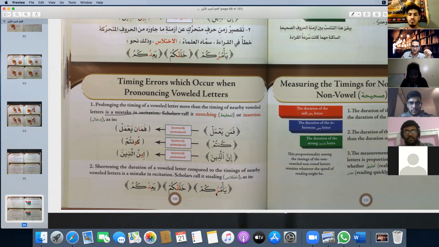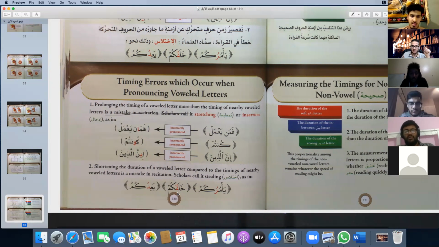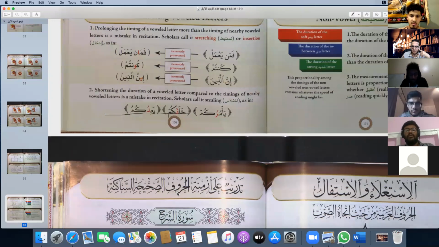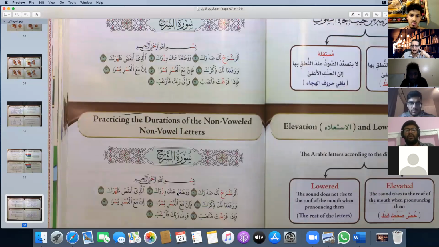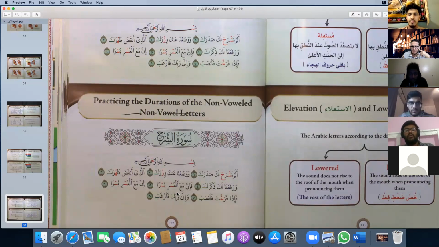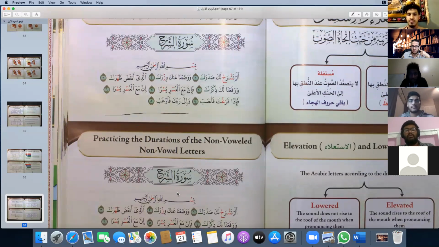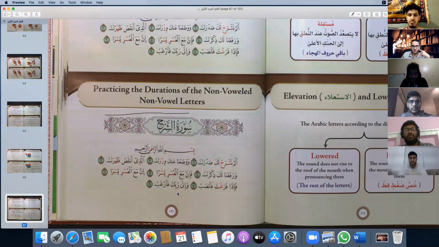Ya'murukum. Look at the ra here. When I say ya'murukum, I'm shortening this ra. Khalaqakum, when I say khalaqakum, I am also shortening the time of qaf, and so on. Now we are going to practice. Before we move to a new quality, you are going to practice that with Surah Al-Sharh.